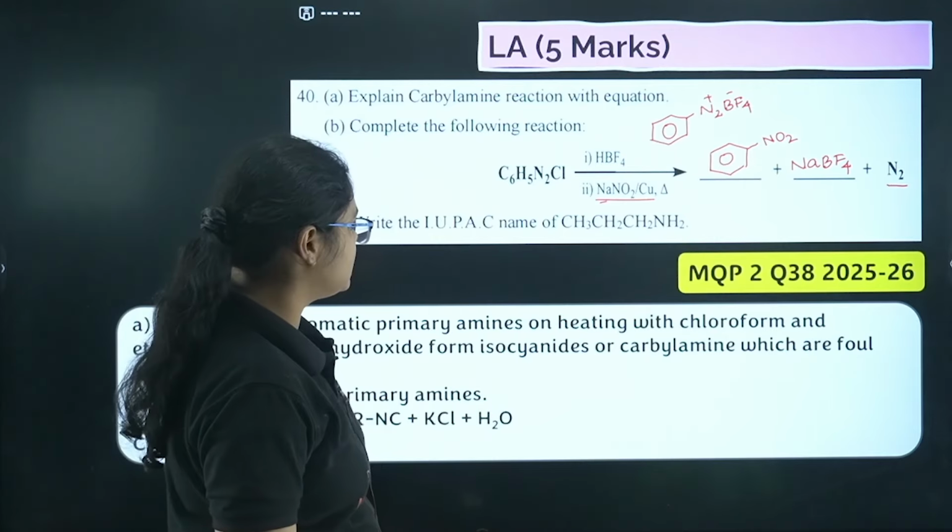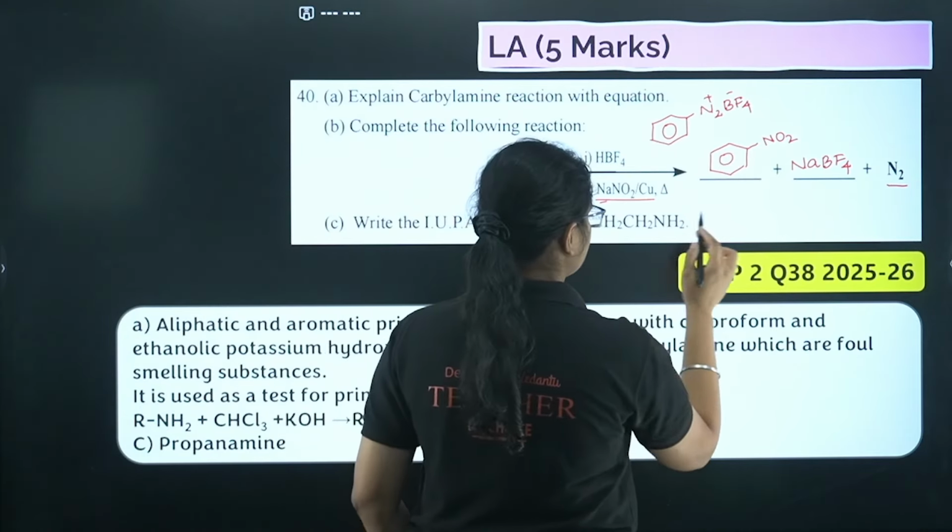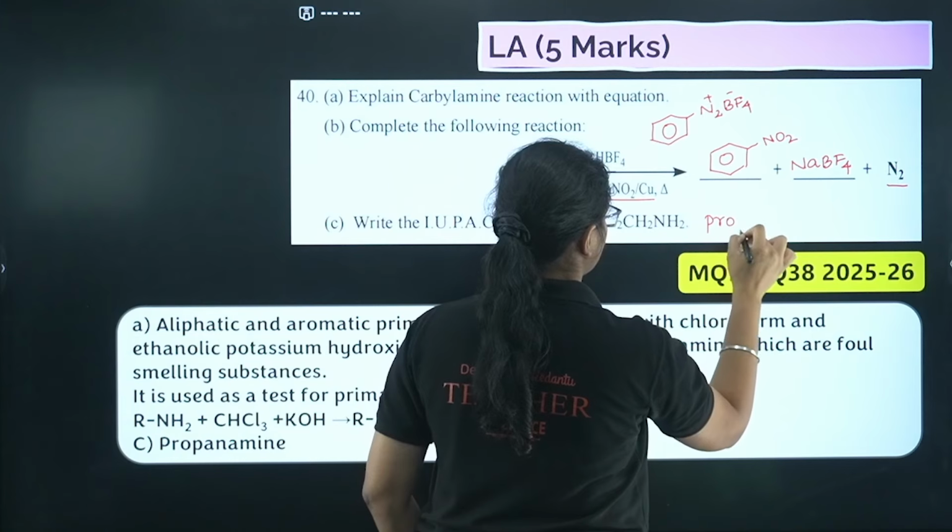Next, write the IUPAC name of the given compound. You have 3 carbons here, so it is propanamine.